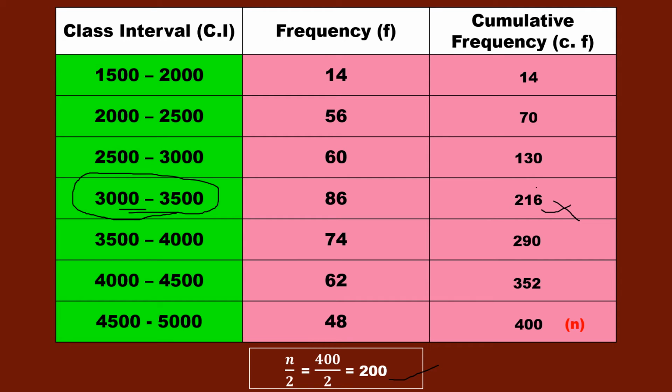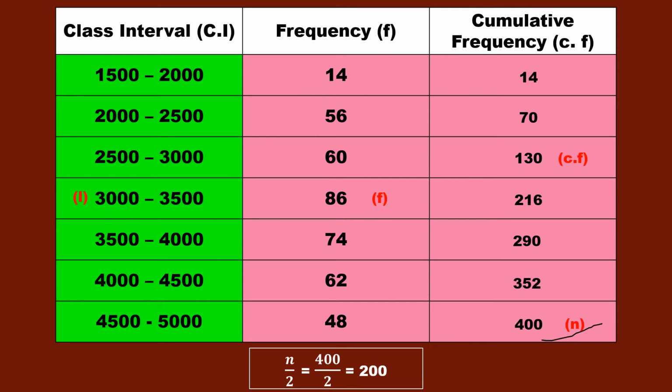Now this is your median class, and its lower limit is your L. 3000 to 3500 is your median class, and its lower limit is L. Wherever the median class is, its frequency is F. So 86 is my F. The preceding value of this one is your CF. For CF you should not take the same column, same row. You should take the previous value. So it is 130. Only the CF will be the preceding value. Other things will be taken from the median class row only. So your CF is 130.